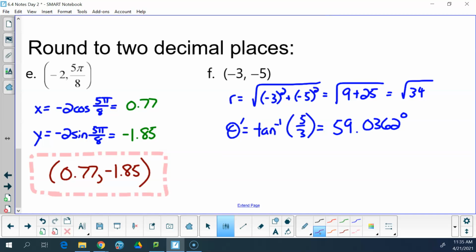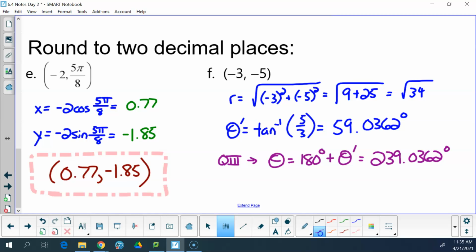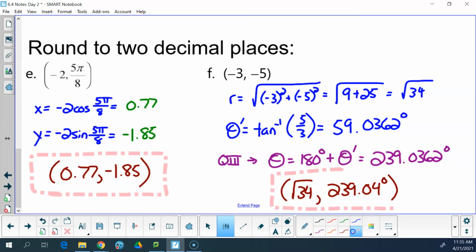Because we are in quadrant 3, our actual theta is 180 degrees plus our reference angle. So in this case, it's going to be 239. So our polar point here would be the square root of 34, comma, 239.04 degrees.